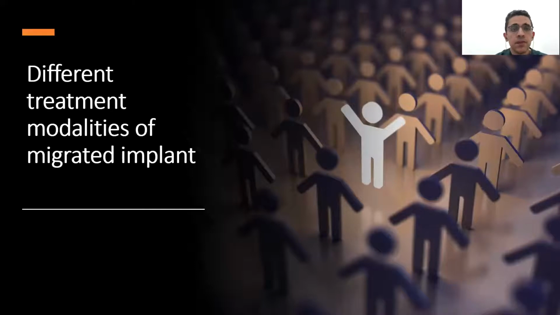So the real question now is, what are the different treatment modalities to approach a migrated implant؟ يعني احنا started this lecture by mentioning ايه هي anatomical structure, what are the complications, why this might happen. دلوقتي احنا لازم نشوف how to treat or how to mitigate this problem.